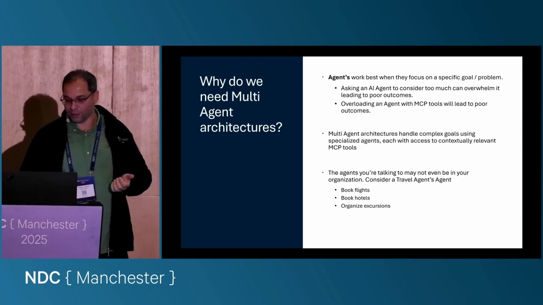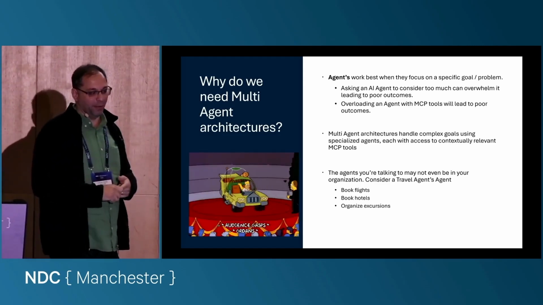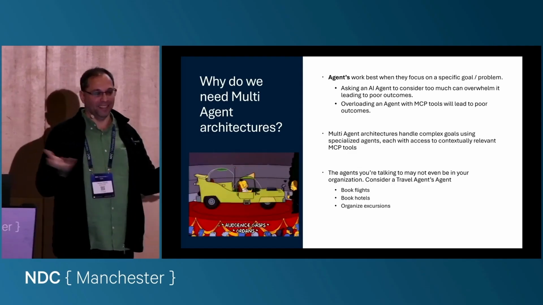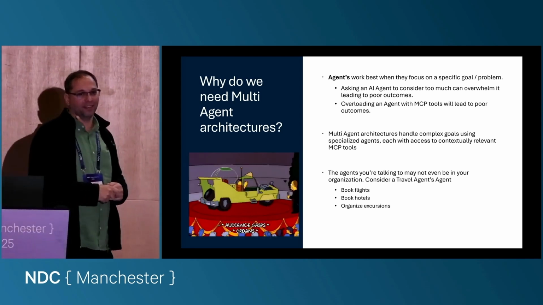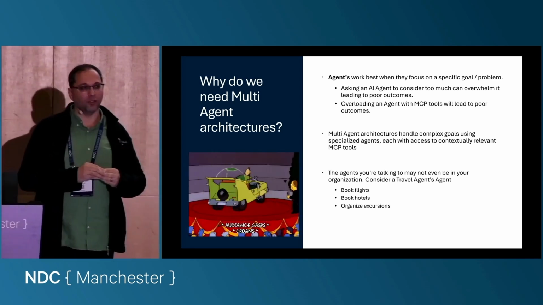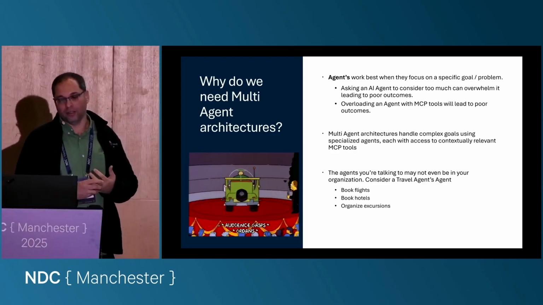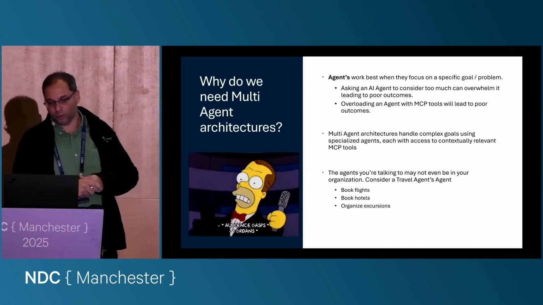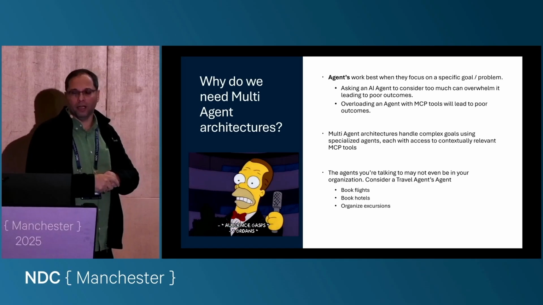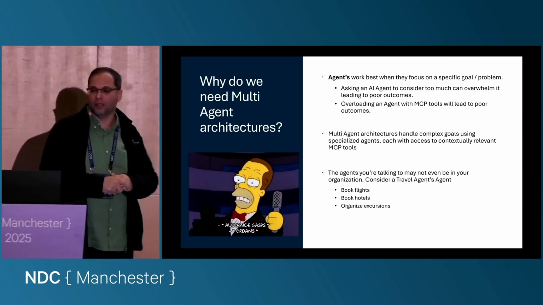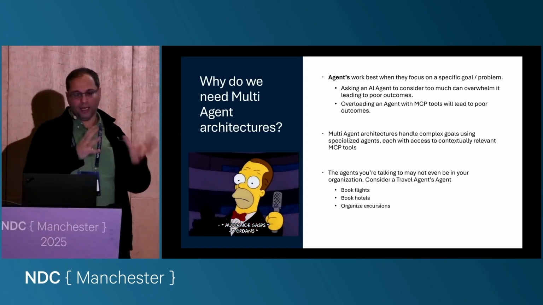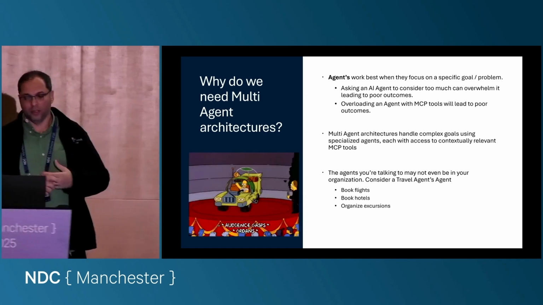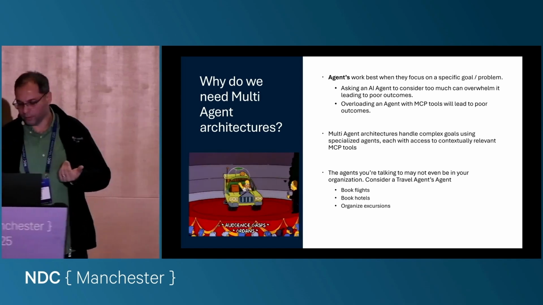I don't know if there are any Simpsons fans, but I remember this episode where Homer had to build a car, and he built a space truck kind of car that has everything in it. Don't build your agent like that. Just build it so that it does one functionality. You can have multiple agents. You don't need one agent. Again, overloading an agent with MCP tools could lead to poor performance. Multiple agents handle a complex goal using specialized agents. Consider travel agents like I mentioned earlier: booking a flight, a hotel, or organizing excursions. Those are all different agents that you would want to use.